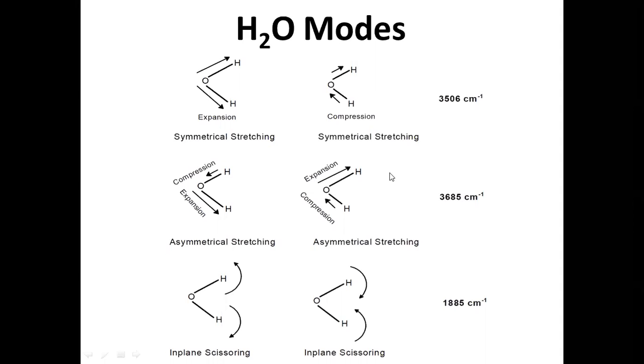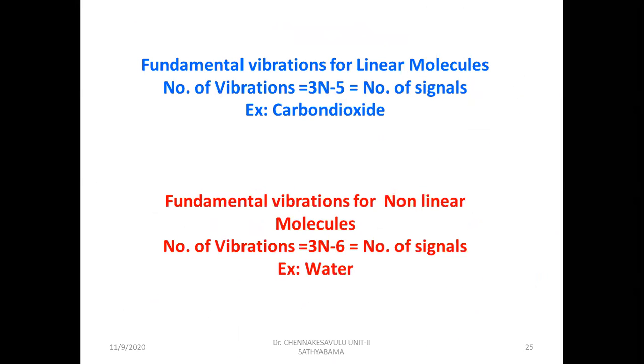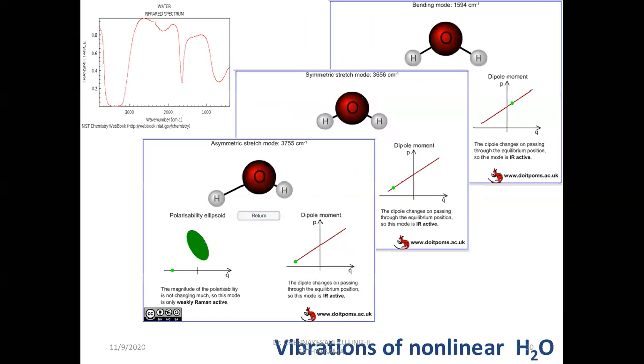Now for the water molecule, how many peaks are we observing? For the water molecule, 3 peaks we should get: 3n minus 6, which is 9 minus 6, is 3. 3 vibrations means 3 peaks, 3 signals we should get. But how many signals are we getting for water? We are getting only 2 peaks. Just see that this is 1 peak and 1 peak is this.